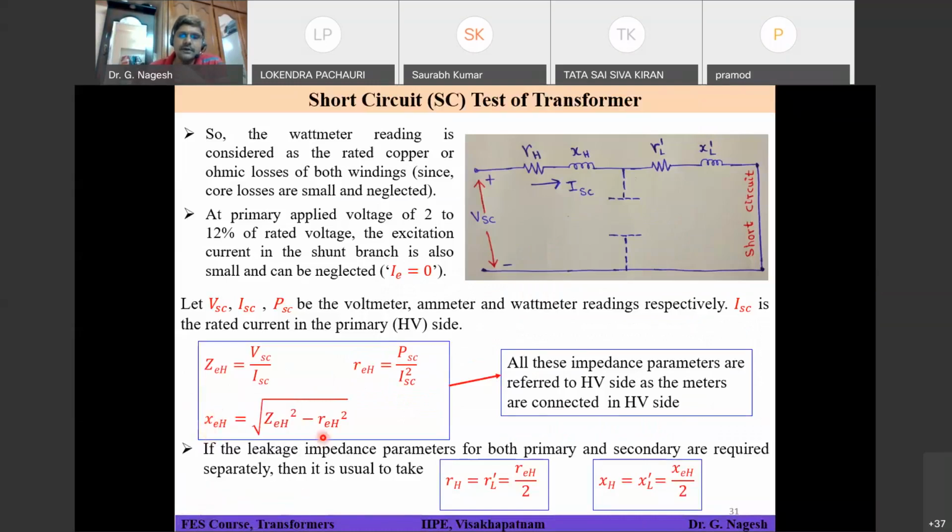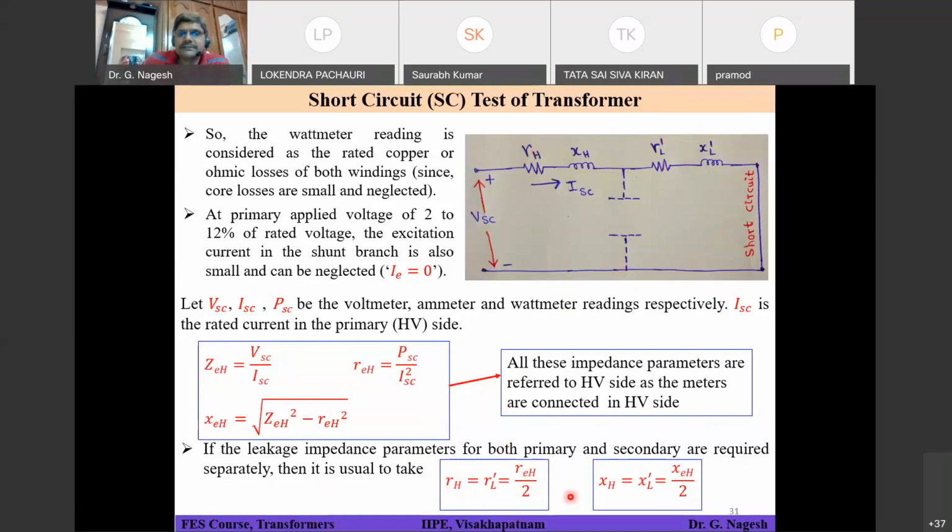Okay. All these impedance parameters calculated using these formulas are referred to HV side as the meters are placed on the HV side. Right. If the leakage impedance parameters of both primary and secondary are required separately, then it is usual to take RH, which is shown in the figure, equals RL dash, which is shown on the figure, equals REH divided by 2. I hope you got it.